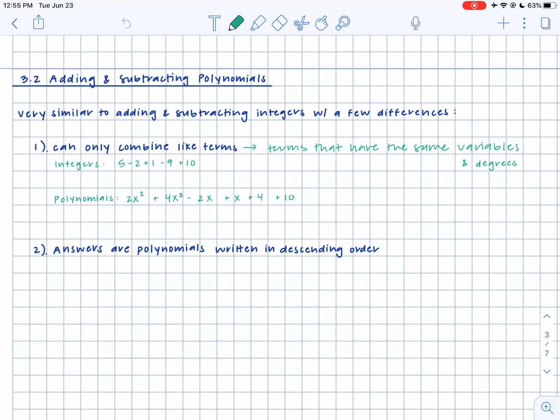Hello, so we're going to be talking about 3.2, adding and subtracting polynomials. It's actually very similar to adding and subtracting integers with a few differences. For one, you can only combine like terms. Now, what are like terms? Like terms are terms that have the same variables and degrees.